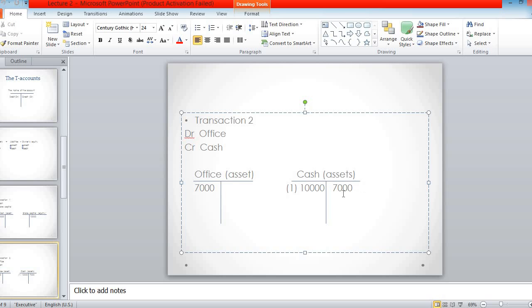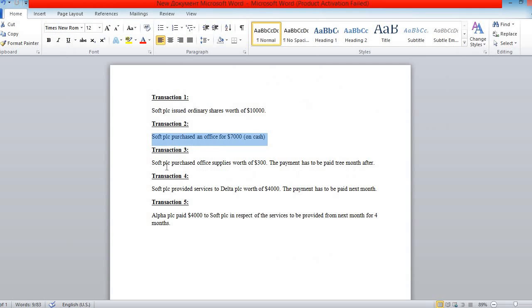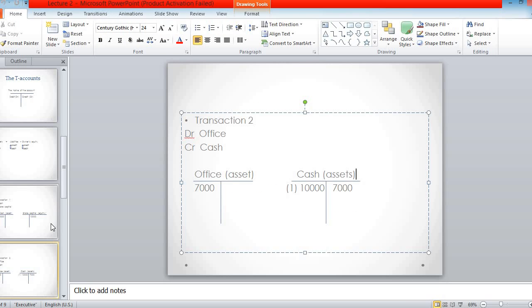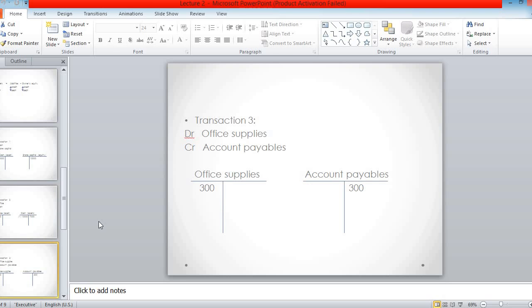We'll write 7,000 on the right hand side of the T account called cash. So the third transaction, let's move to the third one. Soft PLC purchases office supplies worth $300, and the payment has to be paid 3 months after. So far we haven't paid any cash, but we'll pay that cash after 3 months.